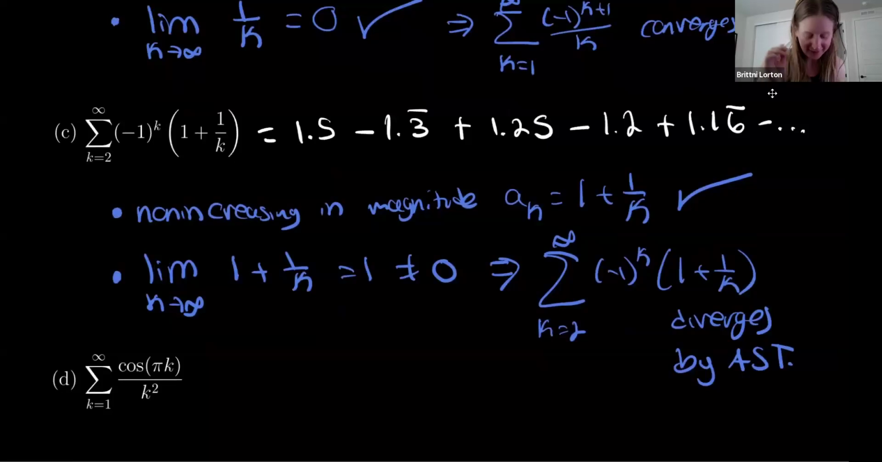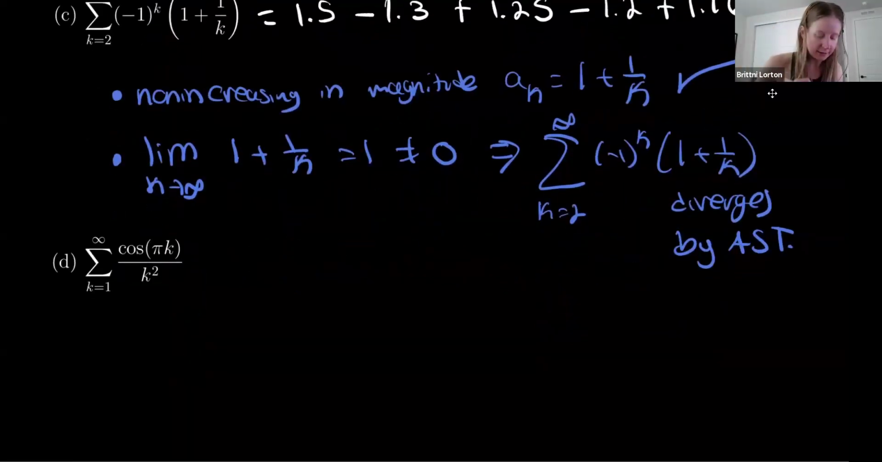Okay, let's look at the next one. The sum from k equals 1 to infinity of cosine of pi k over k squared. This one is not as obvious. It's a little bit harder to see that it's alternating, but this is why I recommend always plugging in some numbers and seeing what happens. That's really going to be the biggest thing. Right now, I can't tell that it's alternating. I happen to know it's alternating, but maybe just looking at it, we don't know. So let's figure it out.